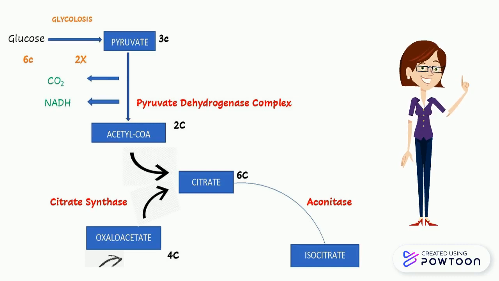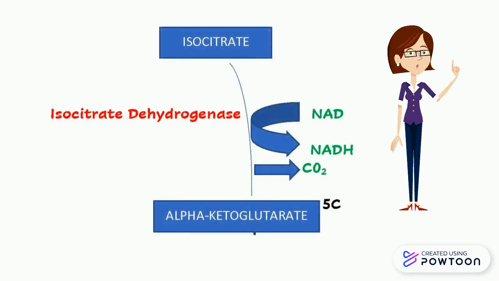Acetyl-CoA is a 2-carbon compound that combines with oxaloacetate, a 4-carbon compound, to form citrate, a 6-carbon compound. The enzyme citrate synthase catalyzes this reaction. In the next step, citrate is isomerized into isocitrate by the enzyme aconitase. Then isocitrate is oxidized into alpha-ketoglutarate by the enzyme isocitrate dehydrogenase. Through this reaction, NAD is reduced to NADH and a molecule of CO2 is generated.